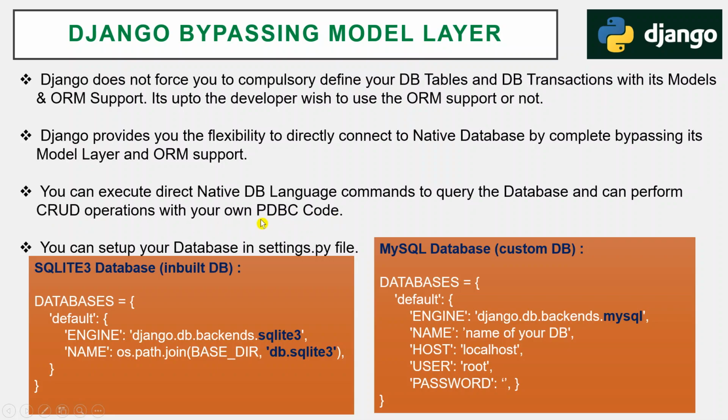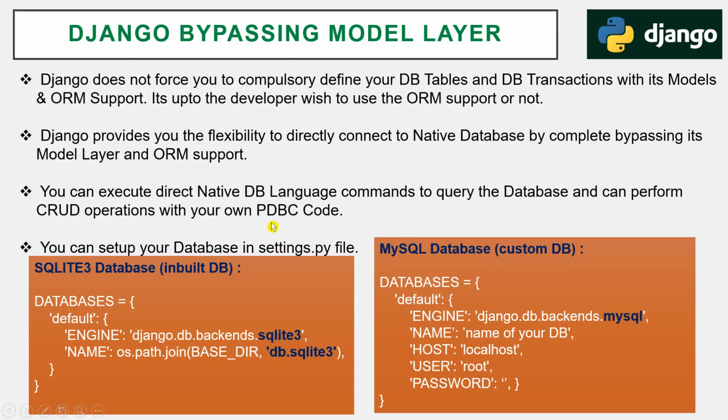PDBC code means Python database connectivity code. In my Python advanced tutorials, I had discussed this. For communicating or connecting with any database, any programming language needs database connectivity. For Java it is JDBC, for Python it is PDBC, Python database connectivity. This code you need to write.